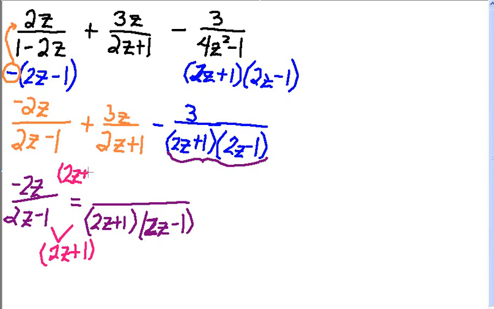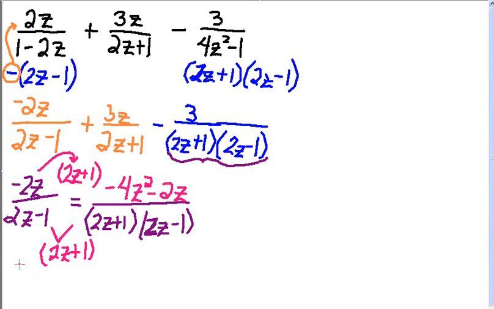Now I'm going to go ahead and distribute this. I have minus 2z times 2z is going to give me a minus 4z squared. All I did was multiply this by this. Negative 2 times 2 gave me a minus 4. Z times z gave me z squared. And then I just have a plus 1 times minus 2z, so that's going to be a minus 2z. So that's my first term.